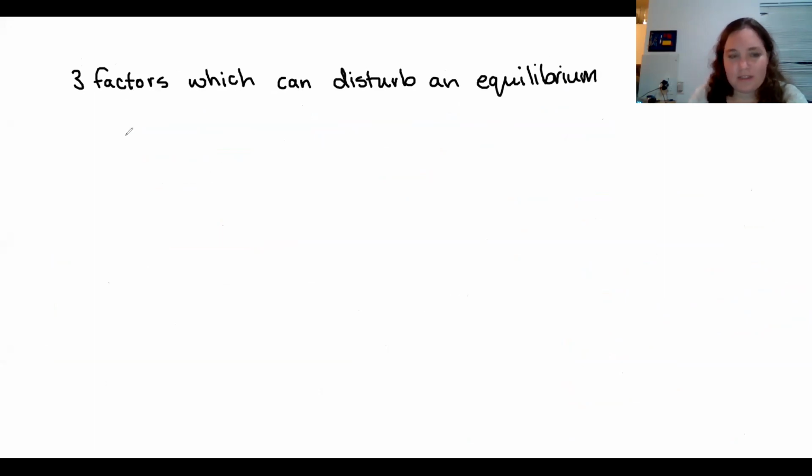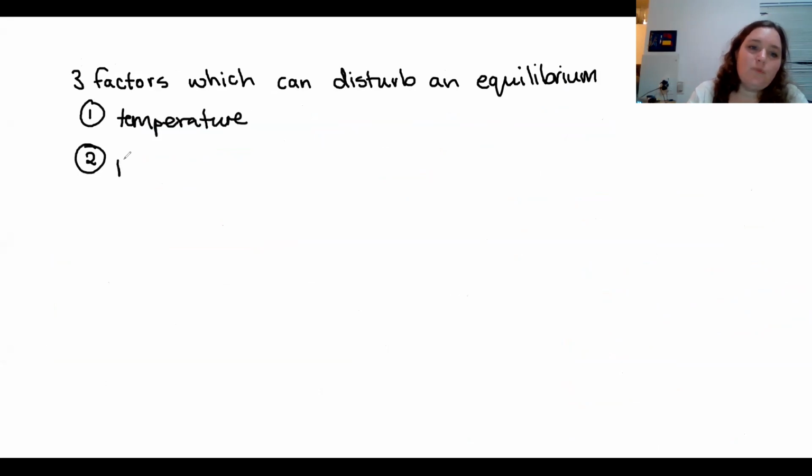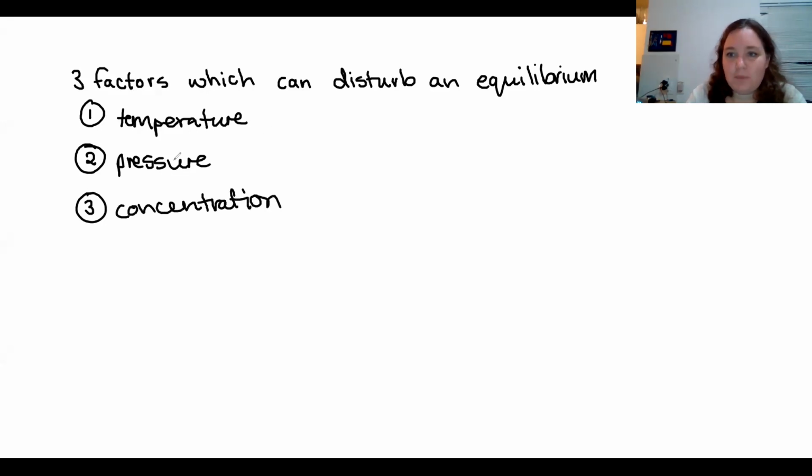Those 3 things that we can change are firstly the temperature, secondly the pressure, and lastly the concentration. So anytime that you change the temperature or the pressure or the concentration, you're going to be applying a disturbance to the equilibrium.